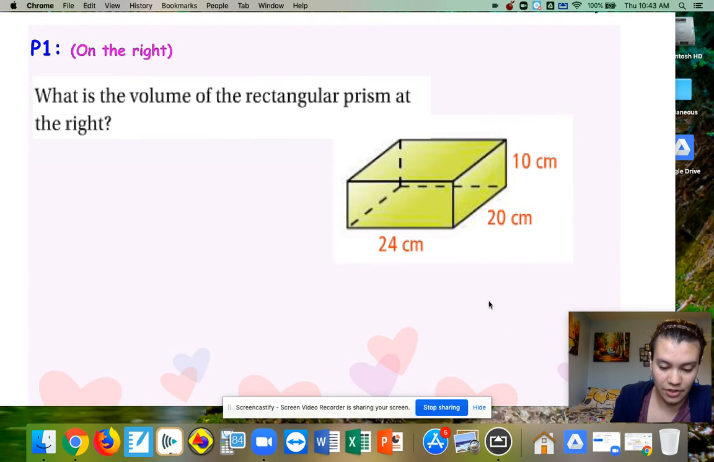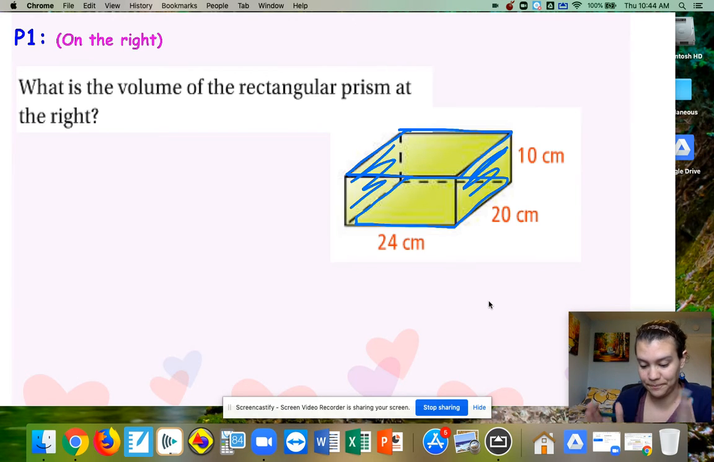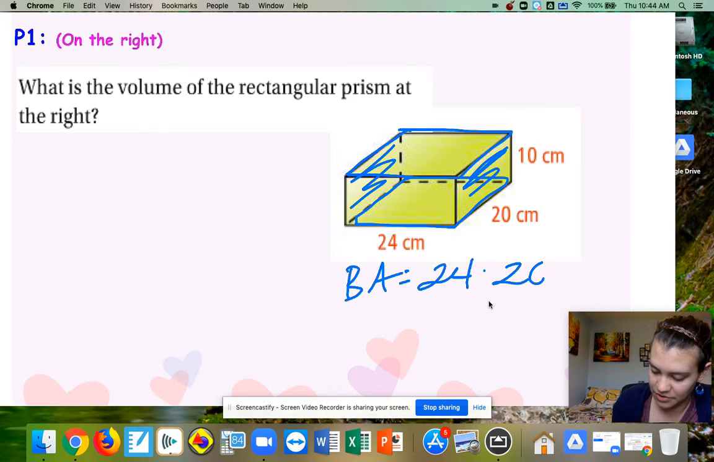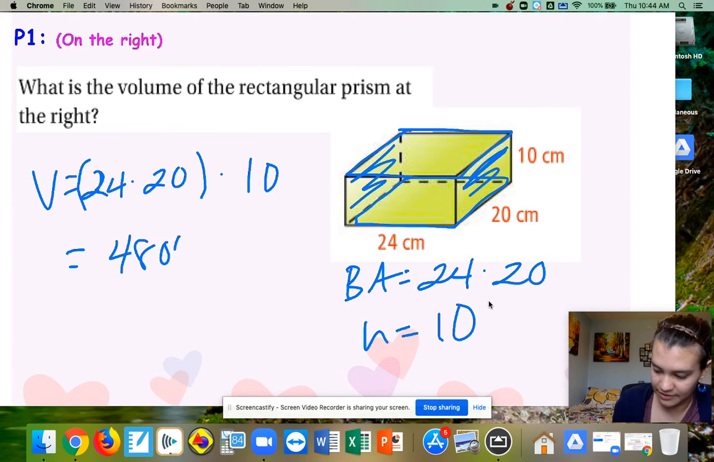So you can try this one on your own, and then we'll check it. So here the base is right here, because we still have another one parallel on top. Since these are rectangular and there's lots of parallel sides, you could pick this and this to be your base. That'd still be fine because they're both parallel. But the base area here is going to be 24 times 20, and the height is 10. So if you're finding the volume, you do 24 times 20 for your base area, and then times 10 to get 4,800 centimeters cubed as your volume.